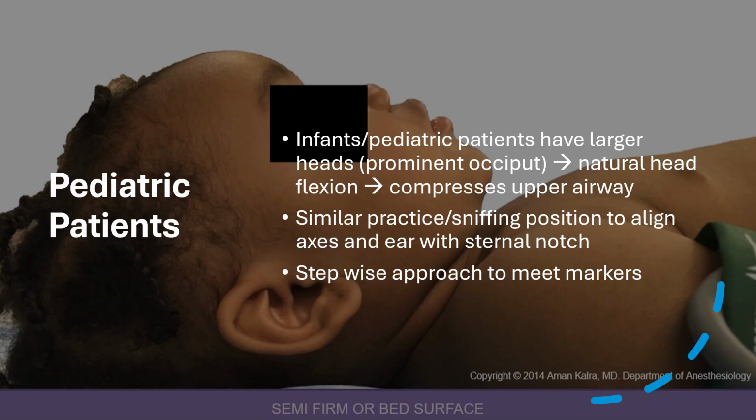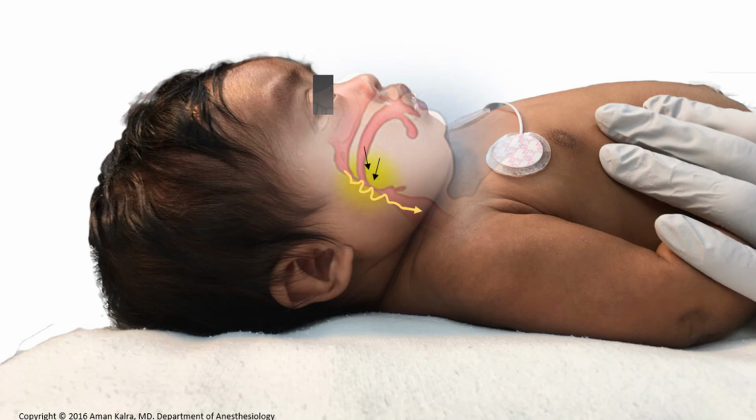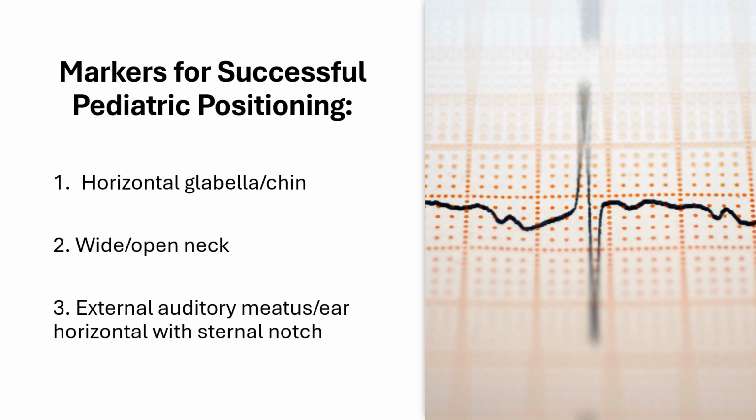Like adults, the position to optimize intubation for peds is to have that ear aligned with their sternal notch, and I'm going to talk to you guys about a stepwise approach to kind of meet those markers. This is just a depiction that shows the compression of the upper airway with the pediatric head flexion. So, other markers to look for successful pediatric positioning. I mentioned previously that the ear should be horizontal with the sternal notch, but 2 other markers are that their chin or glabella should be horizontal to the bed, and then that their neck should be wide or open.